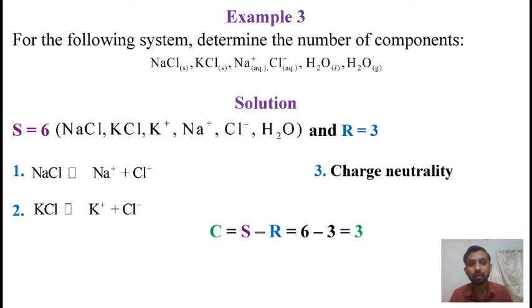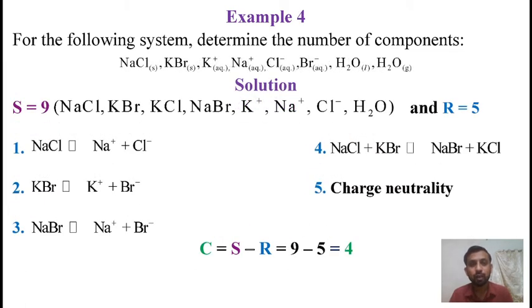Example number 3. In this, total species are 6. S is equal to 6. For H2O liquid and H2O gas, the same chemical species, therefore it is water only, and the new one added here is K positive ion, which is due to KCl being in equilibrium with K positive plus chloride ion. Therefore, S is equal to 6, R is equal to 3, which is expressed by expression number 1, 2 and the third one is charge neutrality. Therefore, C is equal to 6 minus 3 is equal to 3.